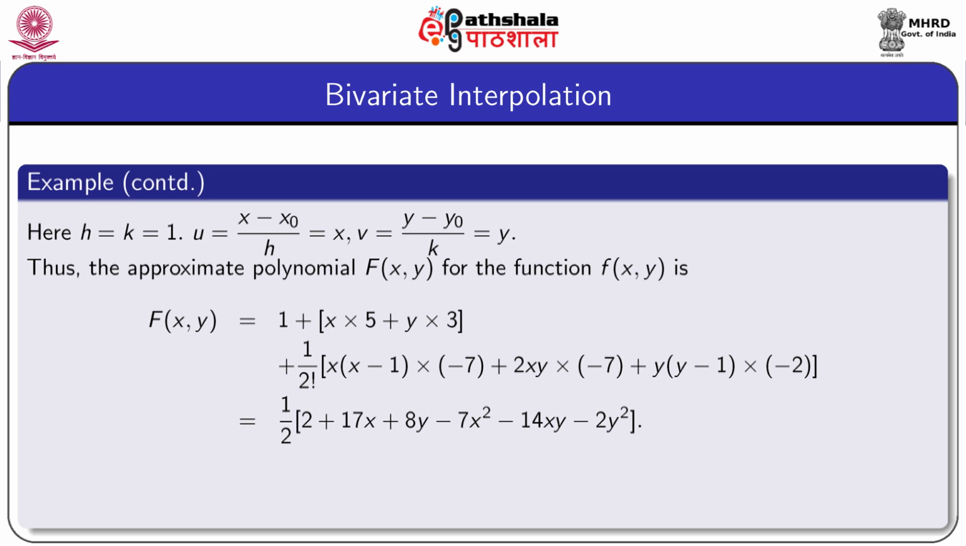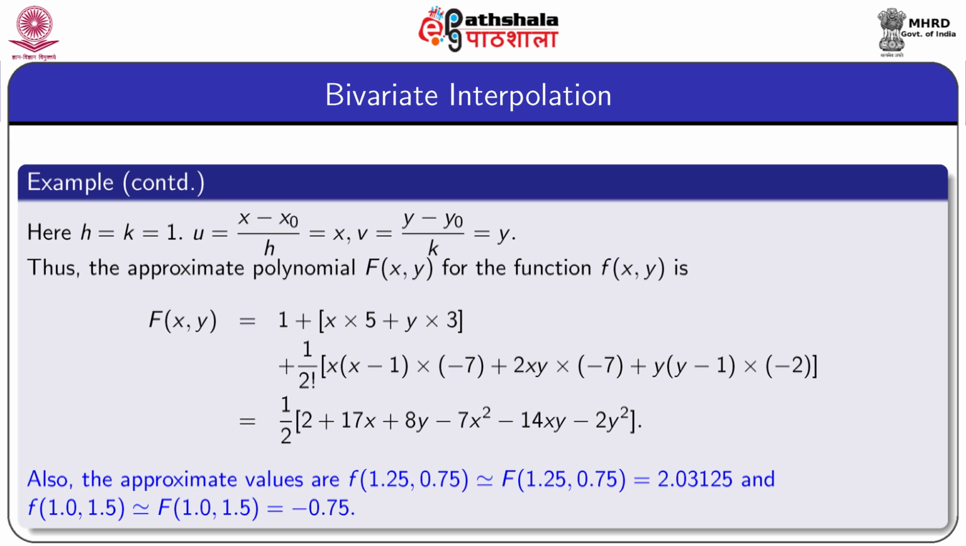Thus, the approximate polynomial capital F of x y for the function small f of x y is capital F of x y equal to 1, this is the value of f of x0 y0, plus x into 5 plus y into 3 plus 1 by factorial 2 into x into x minus 1 into minus 7 plus 2 x y into minus 7, this is the value of delta xy, plus y into y minus 1 into minus 2, this minus 2 is the value of delta yy. After simplification, this expression reduces to half into 2 plus 17x plus 8y minus 7x square minus 14xy minus 2y square.